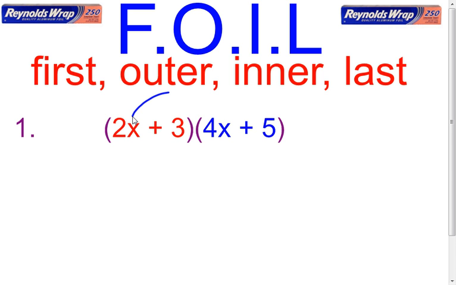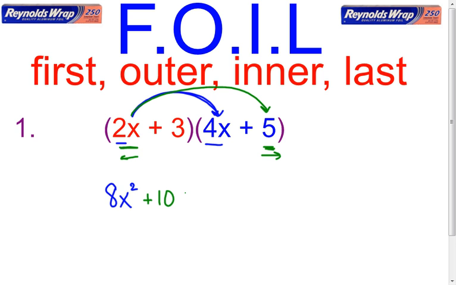So I am going to take 2x times 4x. Do you notice how these two are both the first thing in each parentheses? That's why it's known as first. But what I'm really doing is taking that term and distributing it through the 4x. So 2x times 4x makes 8x squared. Then I'm going to take my outsides, the two outsides. So now I will take 2x times 5, and 2x times 5 would be 10x.